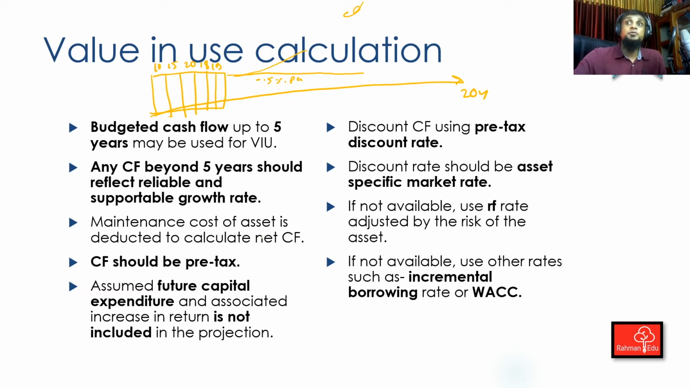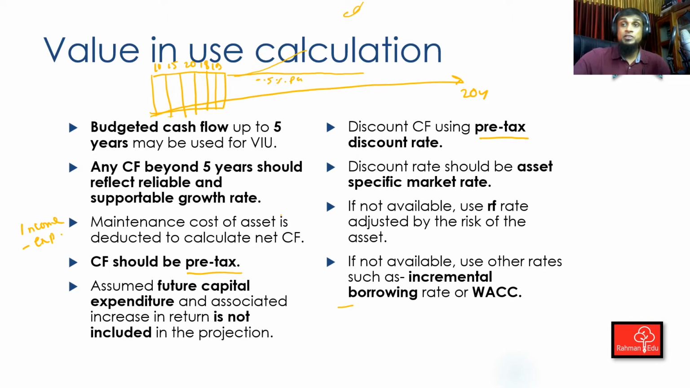Then in the cash flow calculation, we need to take the net cash flow. That means income less expense. So the maintenance cost, operating cost, fuel cost, etc., should be deducted. Normal repair cost should be deducted to calculate the net cash flow. Cash flow should be pre-tax. Not only that, the discount rate also should be pre-tax. This is your guideline.